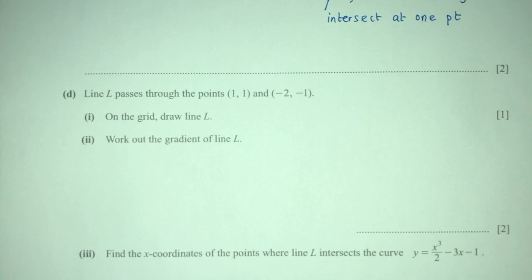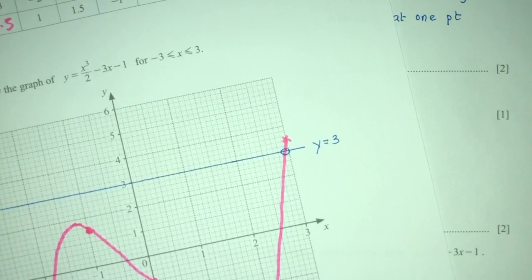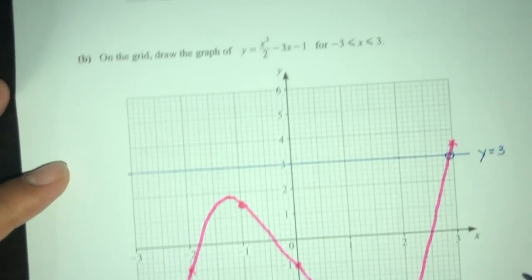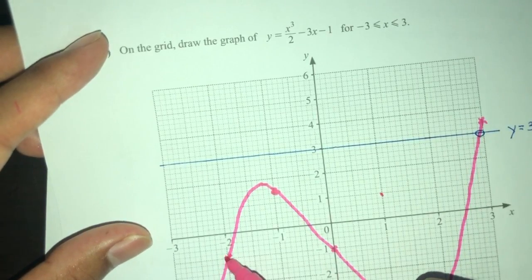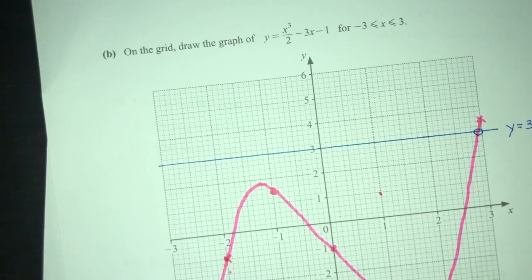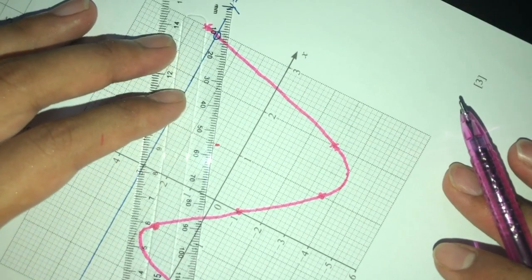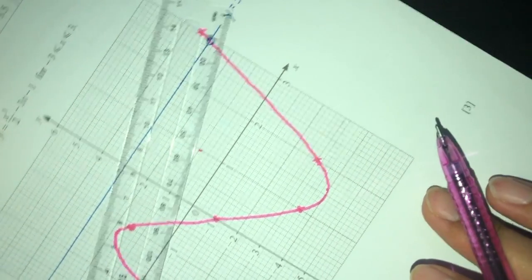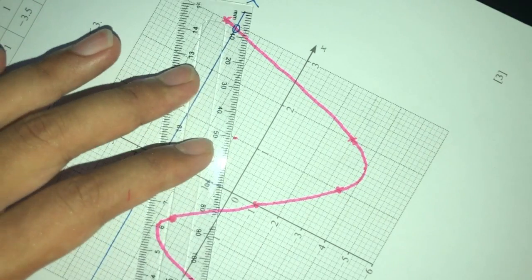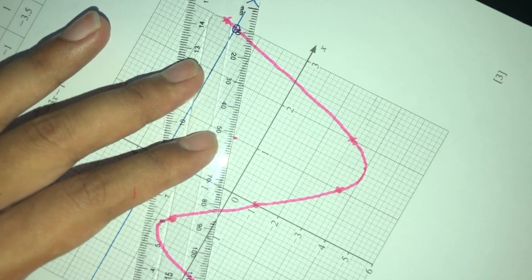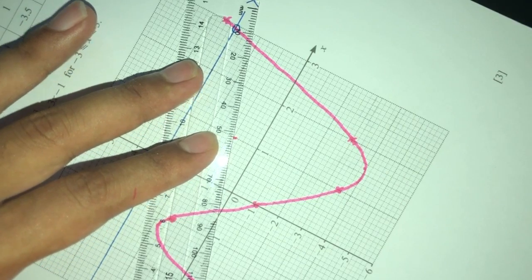The line L passes through the points 1, 1 and minus 2, minus 1. So 1, 1 is over here. And then we have minus 2, minus 1, right here. So let's join those two and see what our line looks like. So we have this. Just to confirm, it is actually 1, 1 and minus 2, minus 1. Should be something like this, right? So we have this.